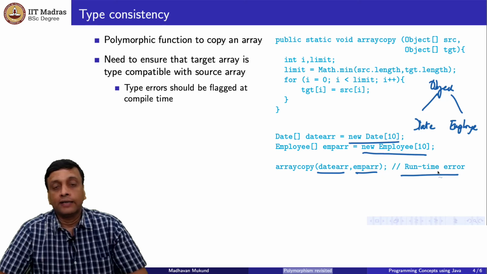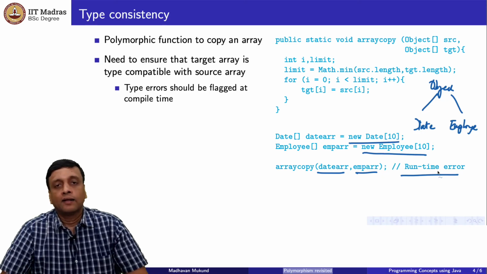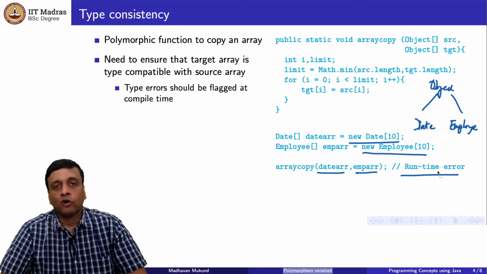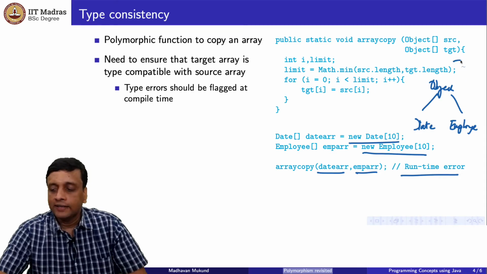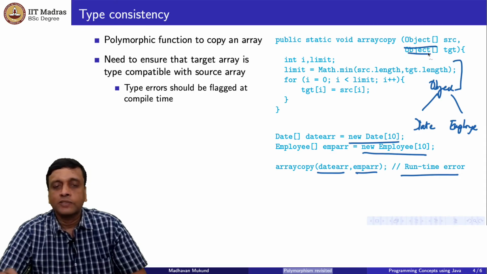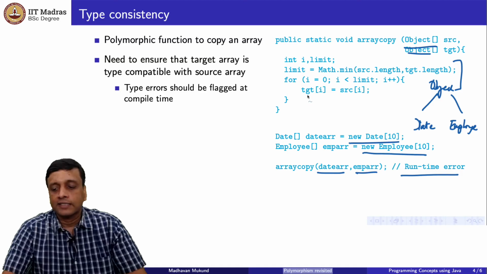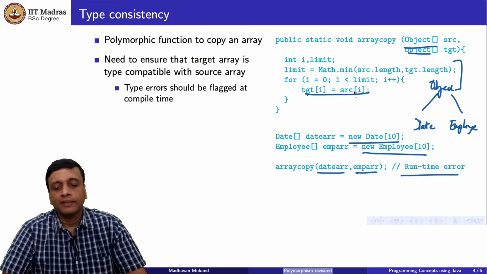I'm doing a type incorrect assignment, but I'm not able to tell, because inside this code, the fact that everything is an object hides the fact that this assignment here could be incompatible. So I only find out at runtime, and this is generally a bad thing. Any type error should be flagged at compile time.